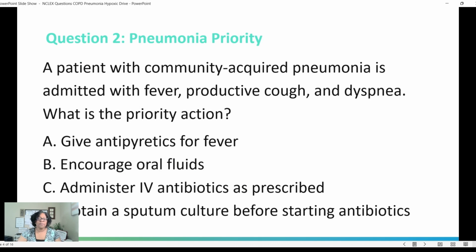A patient with community-acquired pneumonia is admitted with fever, productive cough, and dyspnea. What is the primary action? A, give antipyretics for fever. B, encourage oral fluids. C, administer IV antibiotics as prescribed. Or D, obtain a sputum culture before starting antibiotics. I'll give you 3 seconds.